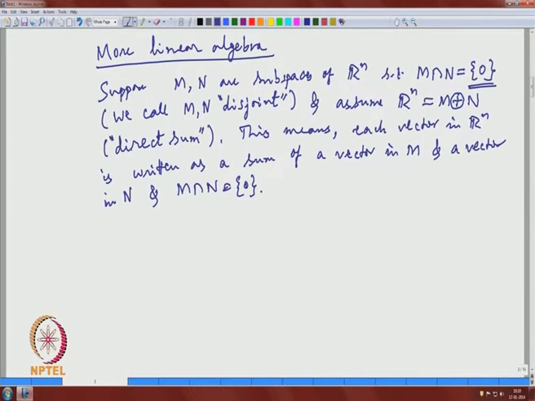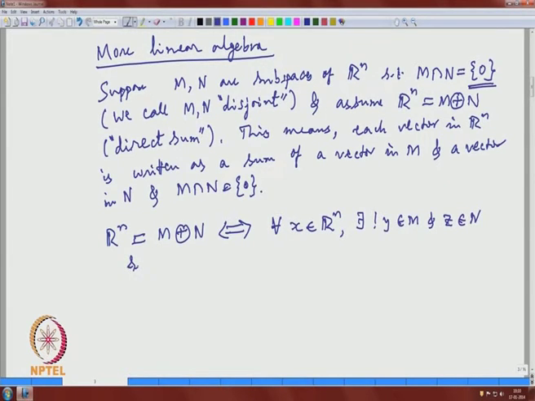You can easily check that R^n is equal to the direct sum of M and N if and only if for all x in R^n there exist unique y in M and z in N such that x equals y plus z. That should happen.